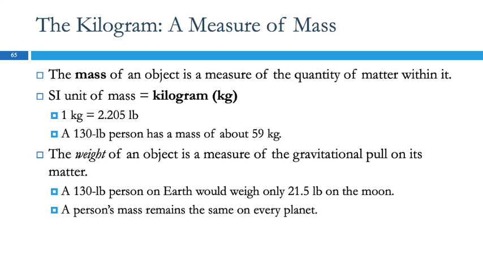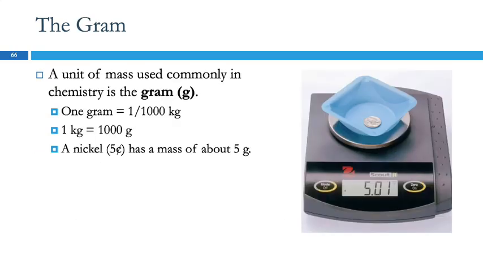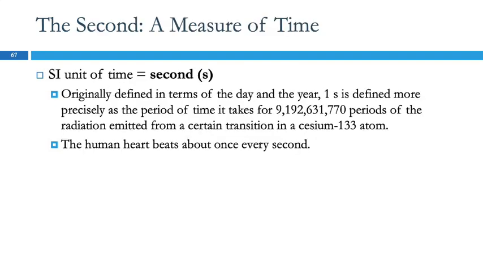Mass and weight are different. Mass is amount of stuff. The weight is a measure of gravity pulling on something. So if you stay on the Earth, mass and weight can be used interchangeably. If you're going to travel to the moon, then we have to specify whether you're talking about mass or weight. So the gram is what we typically use in chemistry. 5 grams is about the mass of 5 cents. So a nickel is about 5 grams, so that gives you an idea of how big a gram is.